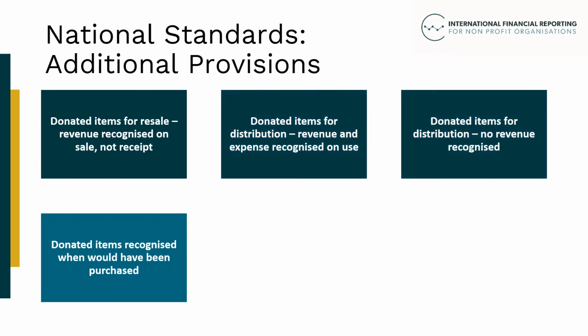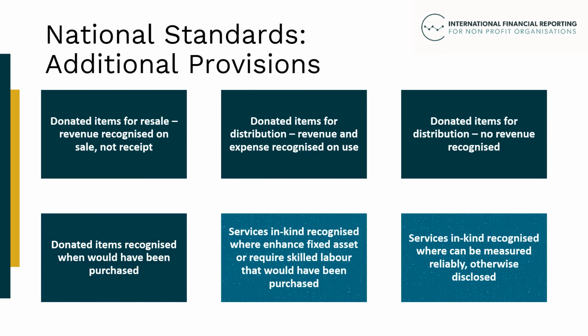An alternative approach is that donated items of any sort are only recognised as revenue when they can be reliably measured and would have been purchased. This approach is one of two identified for services in kind as well, i.e. that services are only recognised where they would otherwise have been purchased. The other approach is that services in kind are only recognised when they can be reliably measured, and if they can't be reliably measured, that they are disclosed. These provisions have informed the development of the alternative treatments discussed on the next slide.